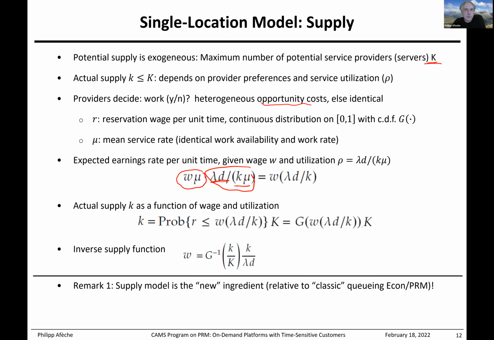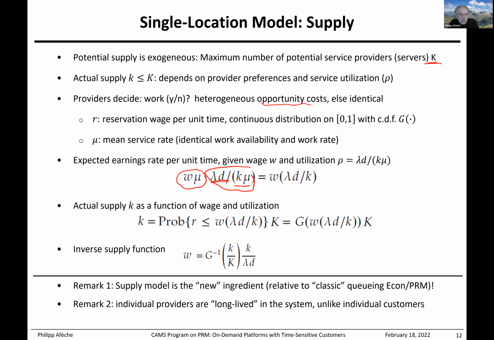Just to contrast with the earlier ingredient, this supply model is the new ingredient. I mean, it's not a revolution, but still, it's a new ingredient relative to the long history of these classic queuing economics papers. And it's not the first in 2018. There's, I think, Taylor in 2016, who, to my knowledge, may have had the first one in this queuing world. Of course, these types of models have been studied in economics in the absence of queuing for some time before.